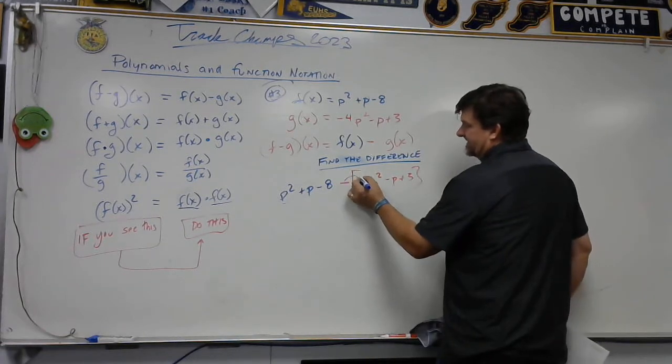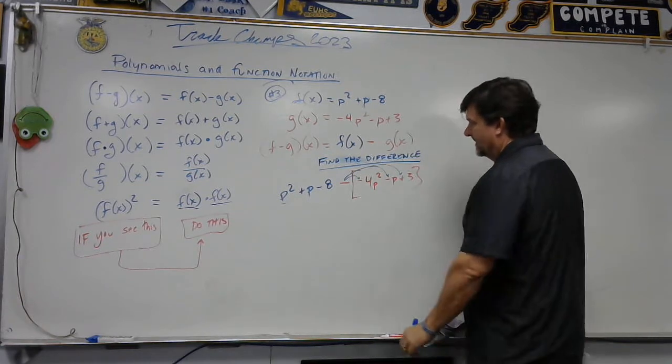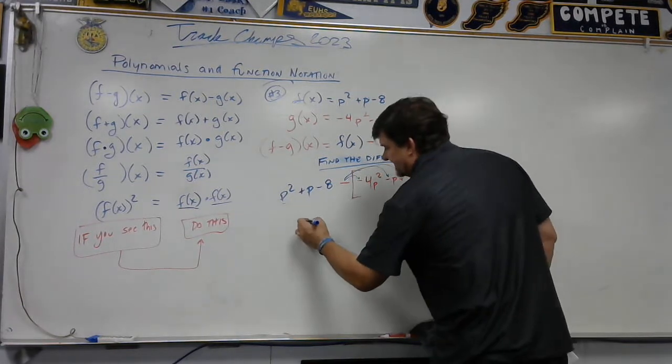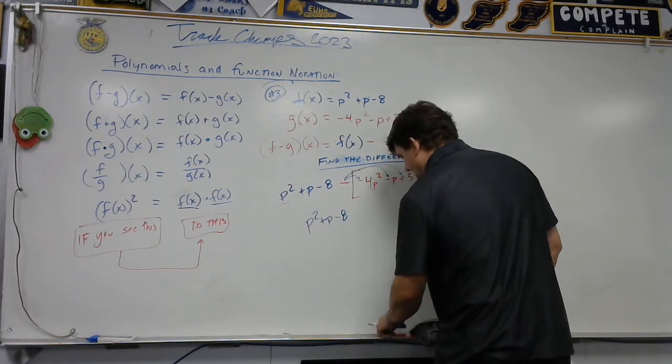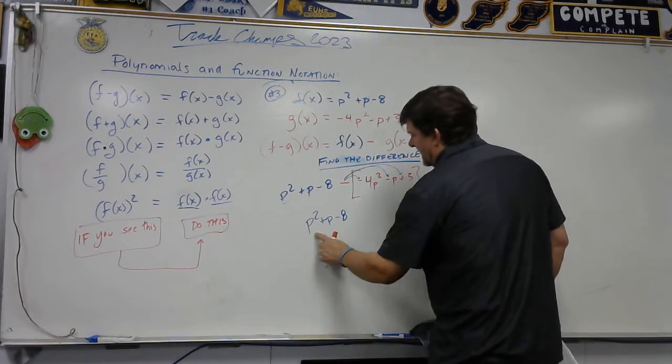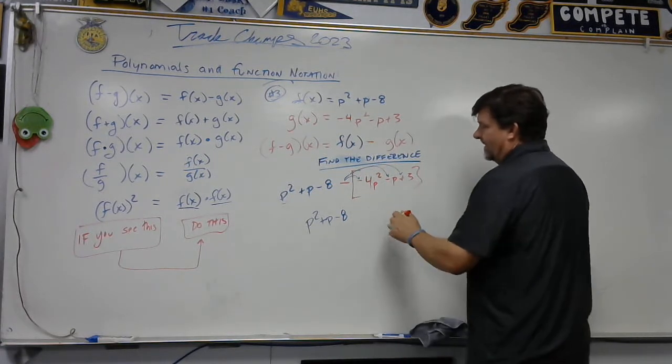We have to distribute this negative into everything, so it's going to change all the signs. I'm going to rewrite this a little bit. This may help some of you. I'm going to write f of x right here, and right below it, I'm going to write this. You don't have to do it exactly like this, but this may help some of you.